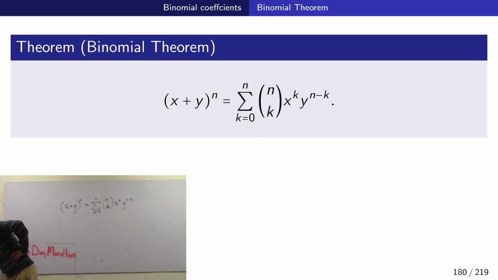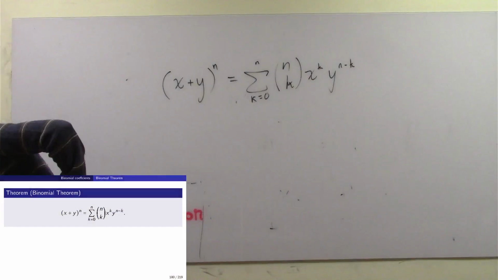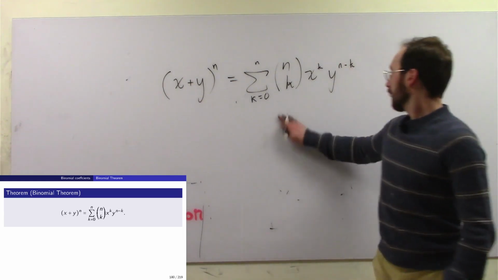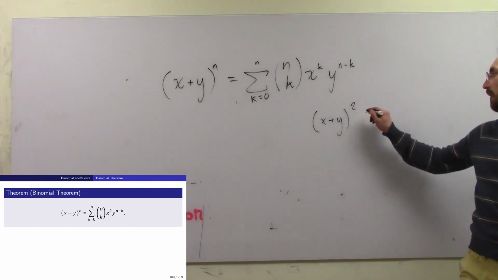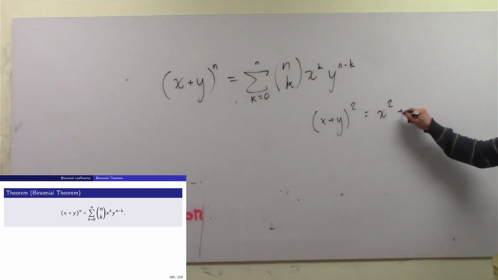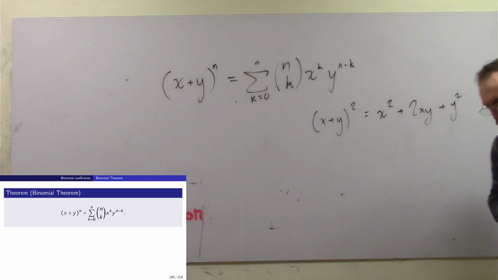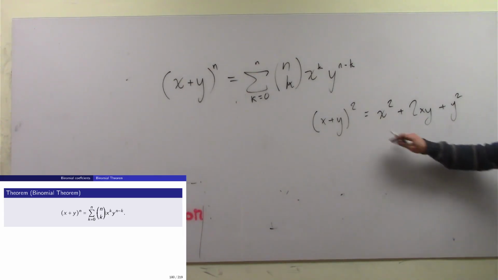And we're not unfamiliar with some of the consequences of this theorem. We've done, say, x plus y squared before. It's x squared plus 2xy plus y squared. But most likely, it wasn't obvious that these were binomial coefficients that we were using as the coefficients of this binomial.